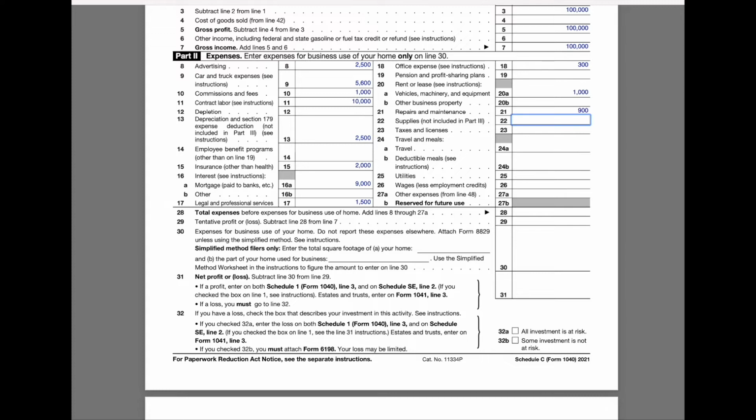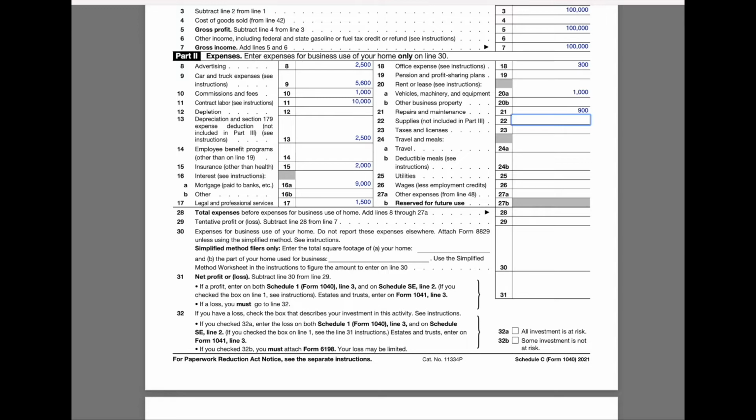Line 22, supplies. In most cases, you can deduct the cost of materials and supplies only to the extent that you consume them. You can also deduct the cost of books, professional instruments, equipment, etc. if you normally use them within a year. If their useful life extends substantially beyond a year, you must generally capitalize them and recover their costs through depreciation. In our example, we did not have any.